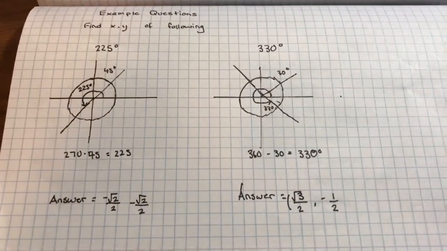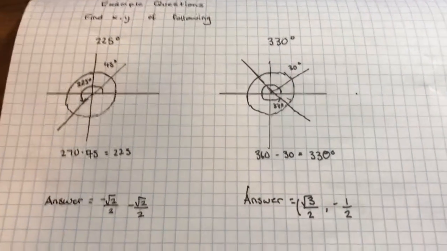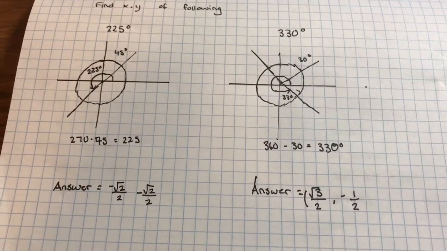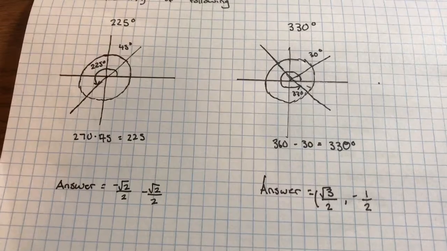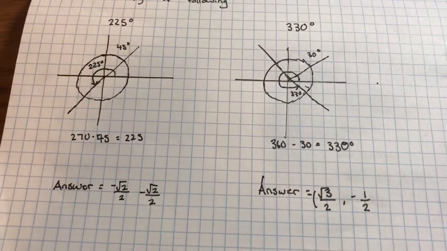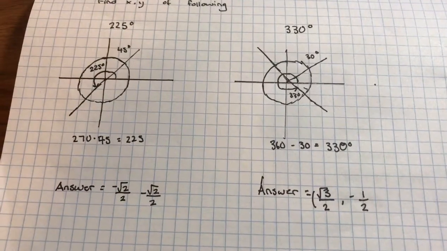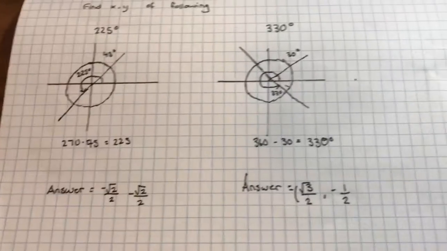Here are some example problems. Find x, y of 225 degrees and 330 degrees. For 225 degrees, all you have to know is that 270 minus 45 is 225, so it would be supplementary to the 45 degree angle. The only difference is that the sign is negative, so the answer would be negative root 2 over 2 and negative root 2 over 2.